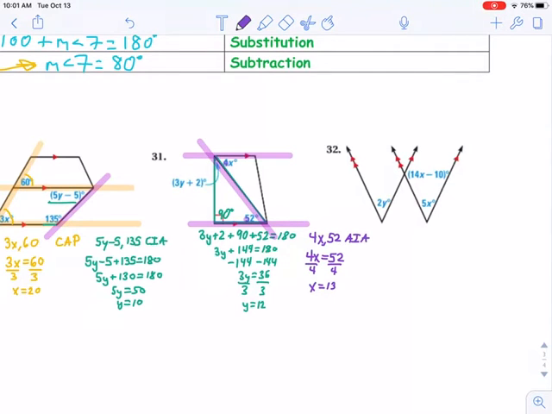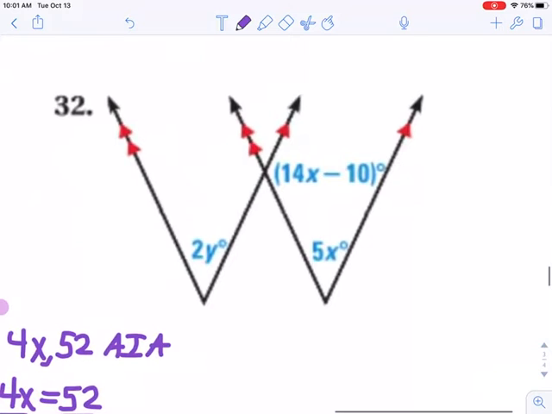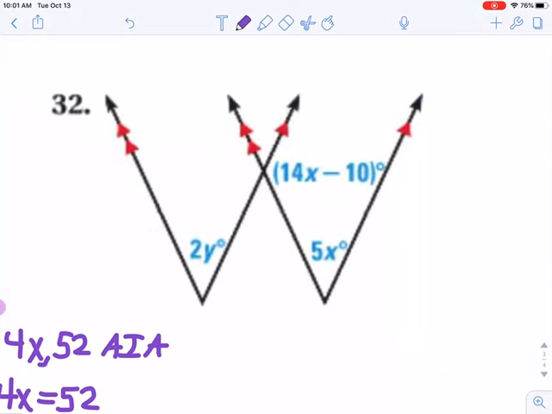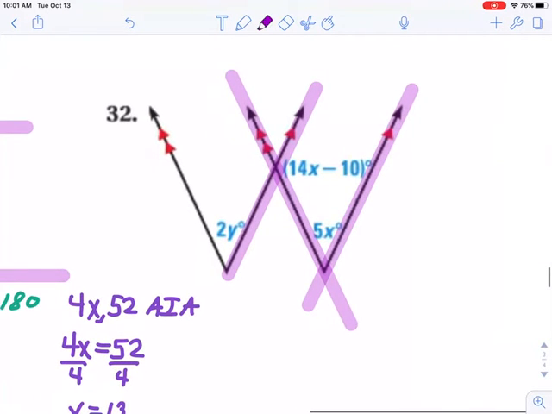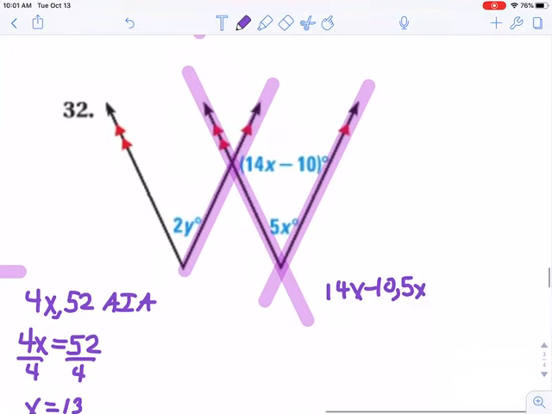Okay. So let's do this problem over here. Let me think about how I want to do this problem. Okay, let's focus on x first. We have these parallel lines cut by a transversal, 14x minus 10 and 5x. They're on the same side of the transversal, they're on the inside of the parallel lines, so they're consecutive interior angles, so they're supplementary.